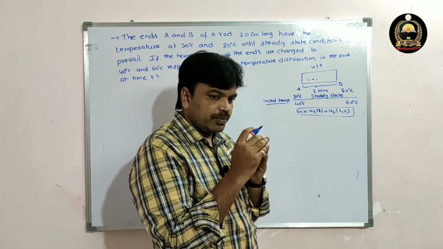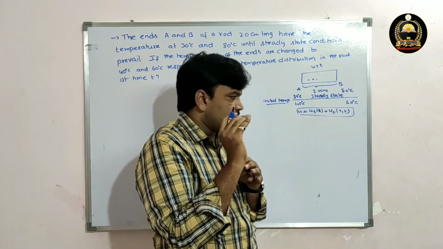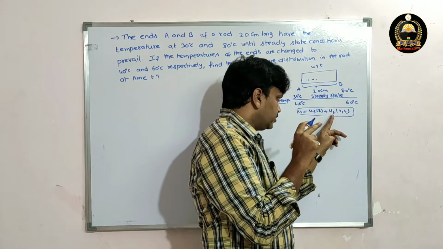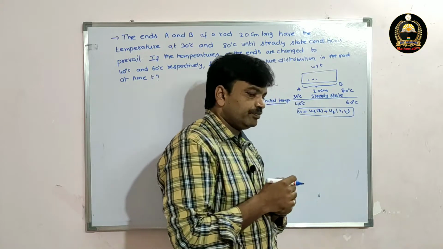Now if I stop it from reaching the steady state, then what happens, students? Again the temperature gradually decreases as time increases. So there is a transient. Transient, the first letter is t, so Ut of x comma t.